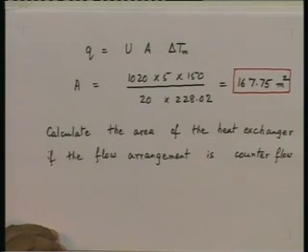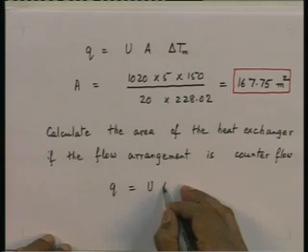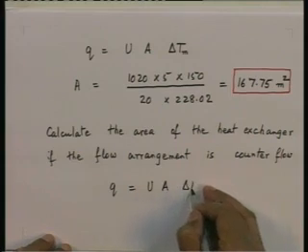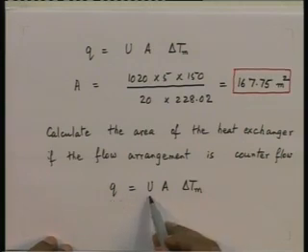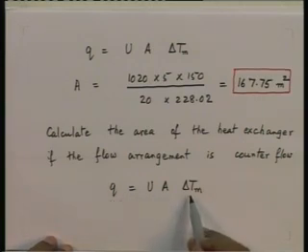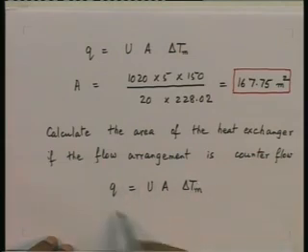In this case, notice we again have to substitute into the same expression, q is equal to U A delta T m. Q is not going to change. Here is my basic expression, q is equal to U A delta T m. Q is not going to change, U is not going to change. What is going to change is the delta T m. So, get a new value of delta T m for the counterflow situation and again substitute into our basic equation.